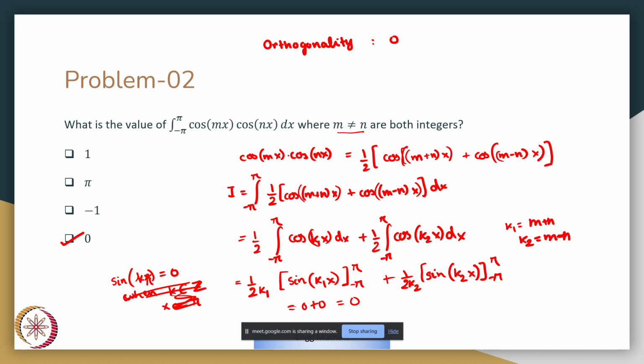Suppose you have two functions, phi of x and psi of x, for x belonging to a to b. They are called orthogonal if the integral of phi of x psi of x dx over the range a to b goes to 0.